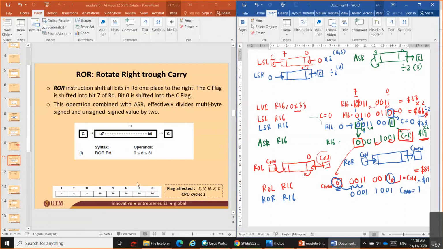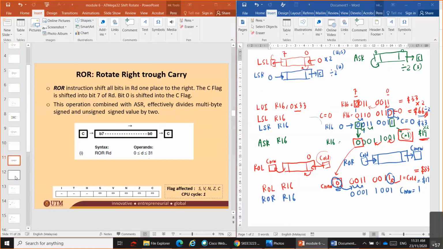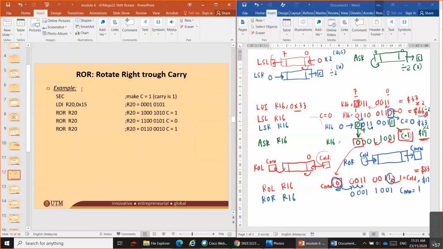So the value here becomes 0x19. For this one, you see the H flag is not affected. Every time you rotate to the right, shifting the bits to the right, your H flag will not be affected. Okay, this is another example. SEC: you set your carry bit to 1, and then you have this number here, and then you do the ROR instruction.